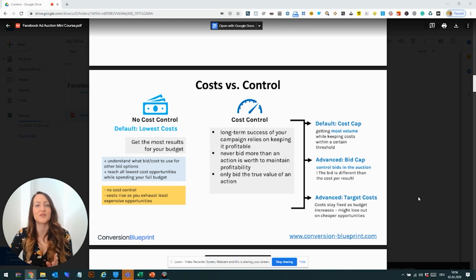So let's start with the default, and this is what most advertisers are using without being aware that there are other options as well. And this is the no cost control. So you say to Facebook, I want results at the lowest cost possible, and please, Facebook, you do the bidding for us. So you get the most results that you can for the budget that you set. The downside is that you have no cost control and that your costs will start to rise once you exhaust the least expensive opportunities. So what does that mean?